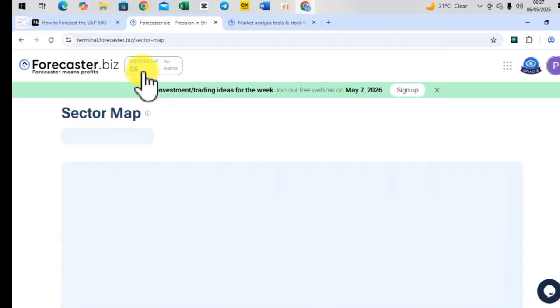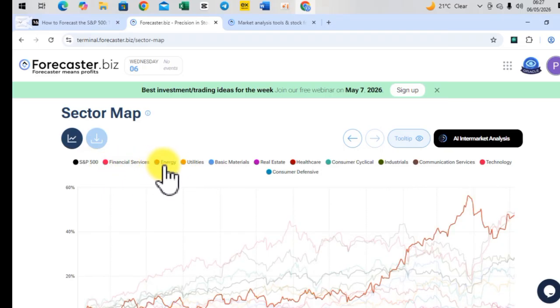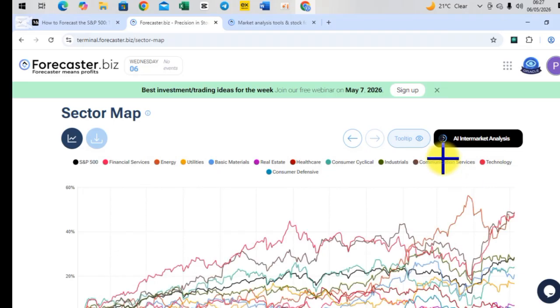because I'm recording this video on Wednesday, 6th of May 2026. So once you click on the sector map, it will directly take you to the S&P 500, which means this tool was designed for this stock market asset, the S&P 500. And the sectors I was talking about are these. If you count, they are 11: 1, 2, 3, 4, 5, 6, 7, 8, 9, 10, 11.